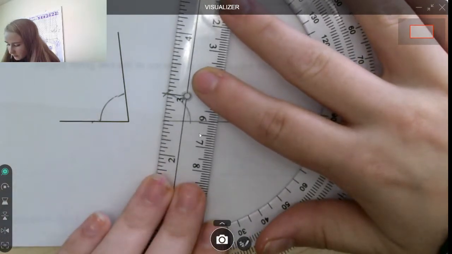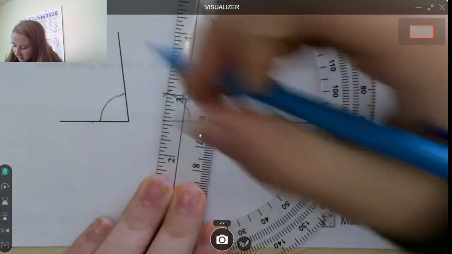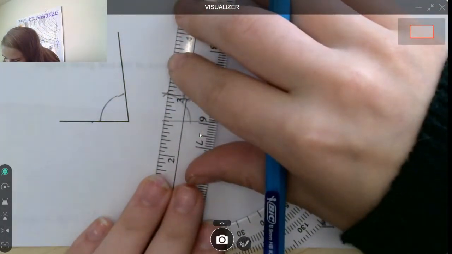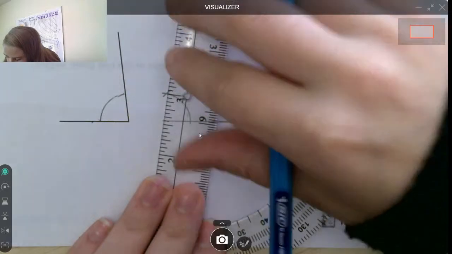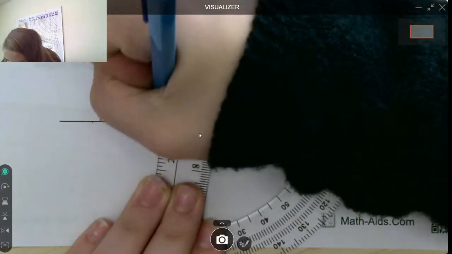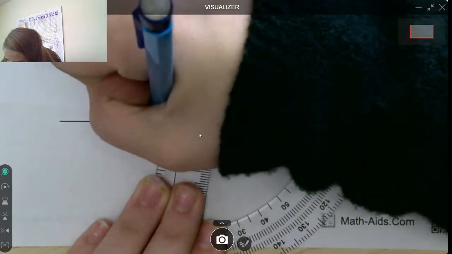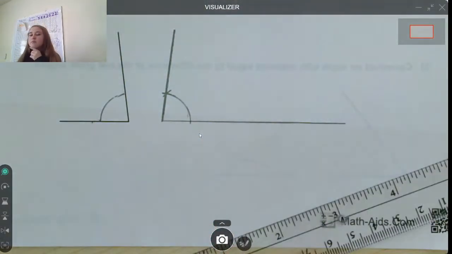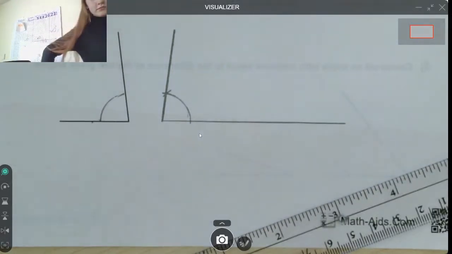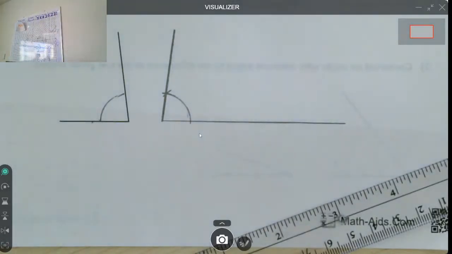Okay. She's just making hers backwards, but it doesn't really matter, right? We're looking for just the angle measurement itself. What direction it's turned doesn't matter. Okay, good job, Ruby. Now, I'm not going to do it. I'm going to walk you through it.